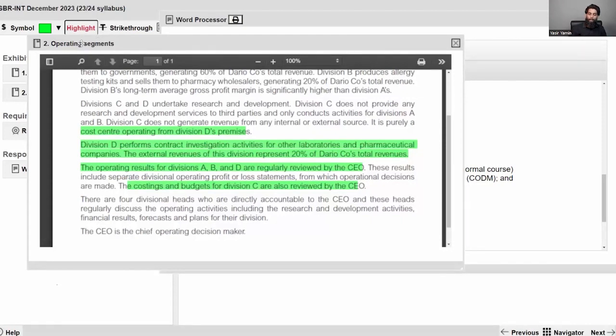So do you think A, B, and D are operating segments now? I mean, it's very clear from now. So there are four divisional heads who are directly accountable to the CEO, and these heads regularly discuss operating results. The CEO is the chief operating decision maker.